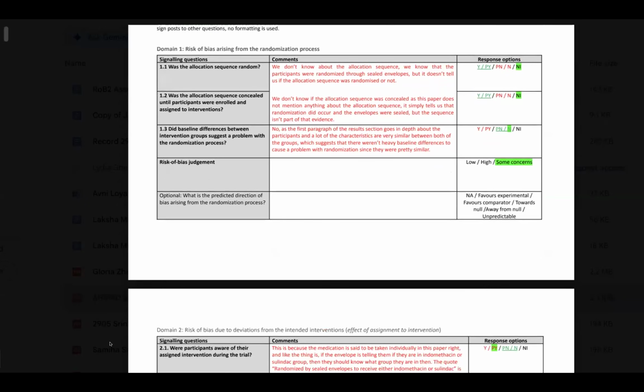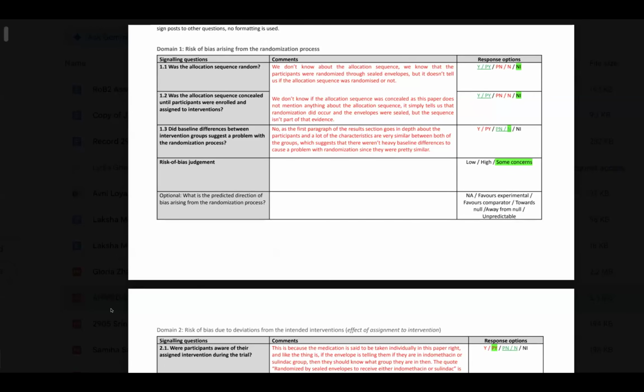Okay, so for signaling question 1.1, he had put NI. Do you guys agree with that response option and the reasoning? Yes, that's what we also concluded together. Okay. And this wouldn't be any different from the one we just did with the tocolysis as the outcome, correct? I believe these are all going to be the same. Yeah. All right, please continue.